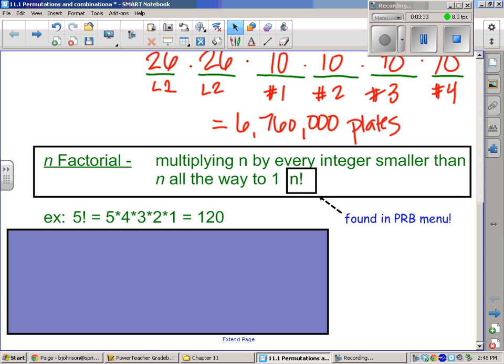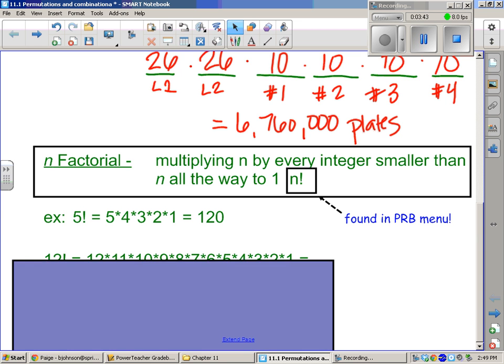I also see kids a lot of times think it's 5I because we do a lot of stuff with I. Oh, they're thinking are they standing on their head? I guess. Jeez, get on your feet, kids. That's an exclamation point, but we call it factorial in math.